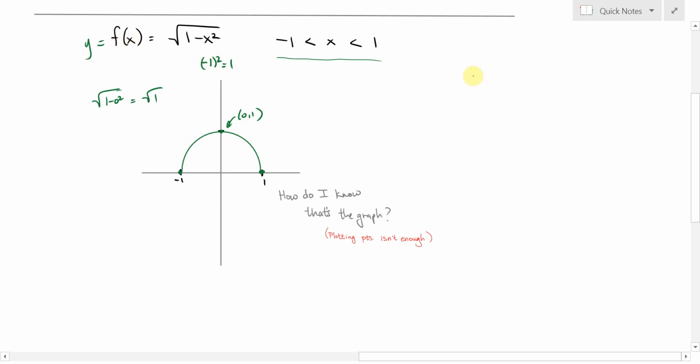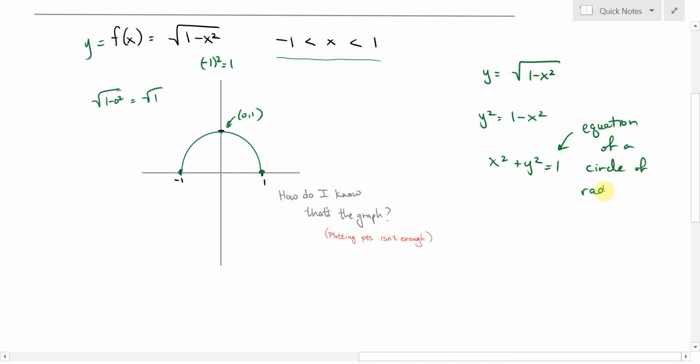Y is a function of x. So y equals the square root of 1 minus x squared. If you square both sides, that's y squared equals 1 minus x squared. And you can move the x squared over. That's x squared plus y squared equals 1. And hopefully you would recognize that as the equation of a circle. And we can be more specific. Of radius 1, right? It's radius the square root of whatever's on the right-hand side. Radius 1, the square root of 1 is 1.